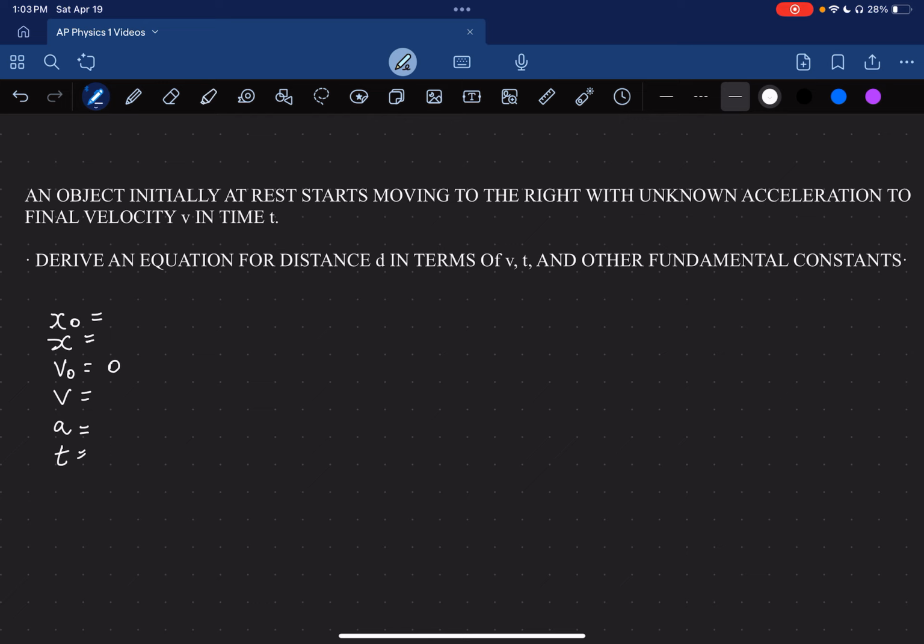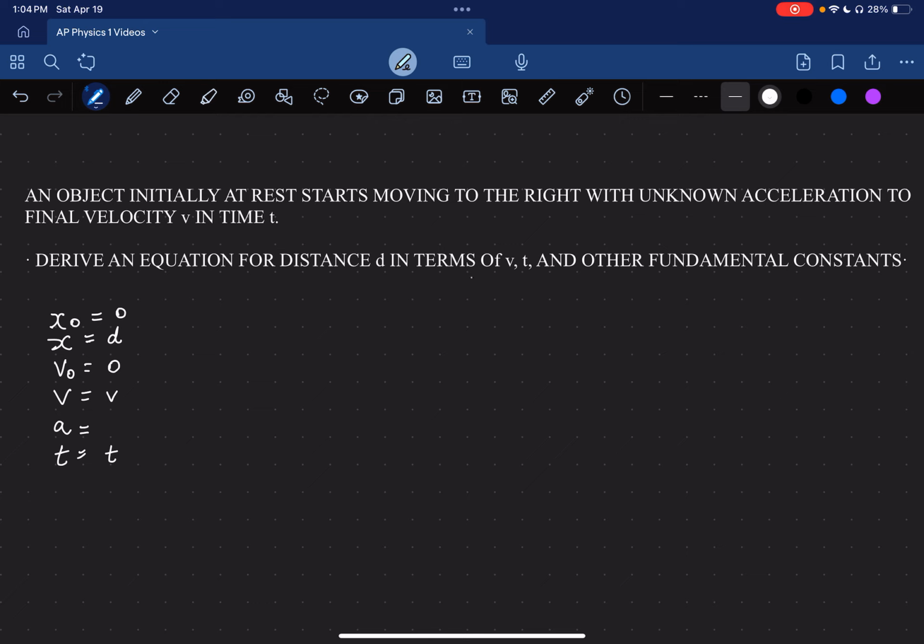And it's moving to the right. We don't know the acceleration, so we can't put anything there for that. But we do know it reaches final velocity v in time t. It says derive an equation for the distance d. Okay, so we know it's going to start at zero position. That's how we normally solve these problems. And the final position, well, that's going to be the distance that it traveled.